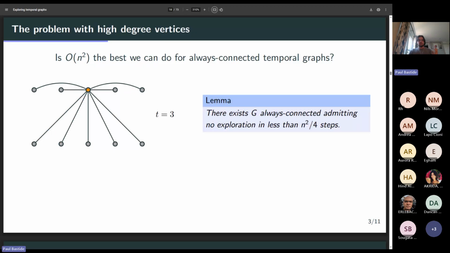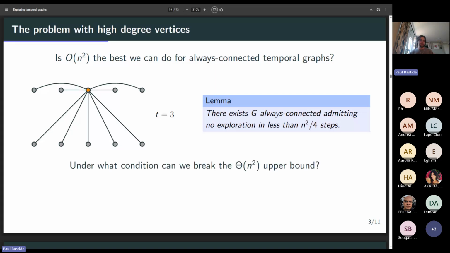Now that you have this, you have both your upper bound and your lower bound, and they are matching, so you're quite happy, but you would like to say a bit more about this exploration. And the next natural thing is, well, probably we can put some condition on the graph such that maybe we can break this n squared upper bound, and improve the time of the worst case for the exploration.